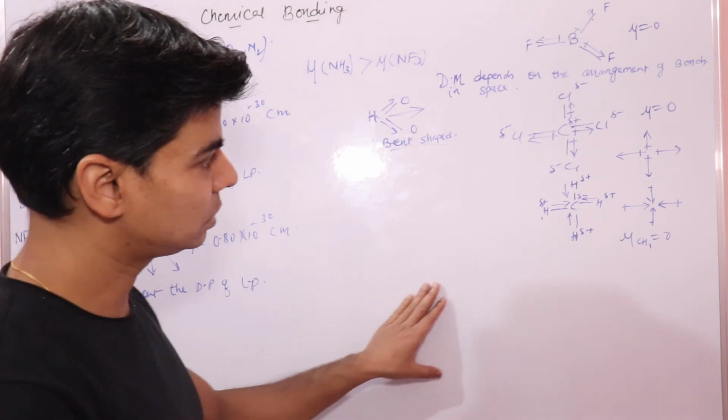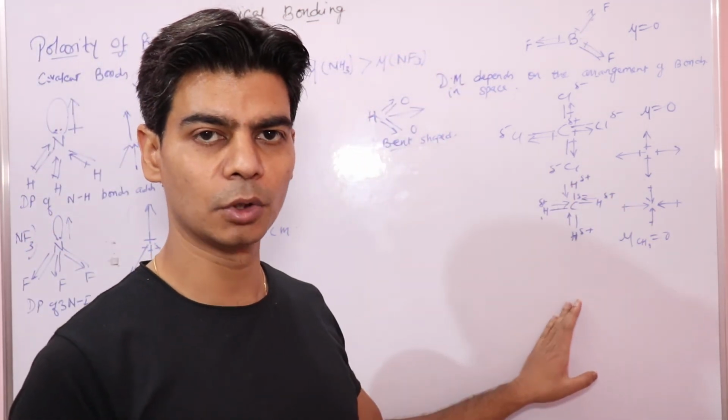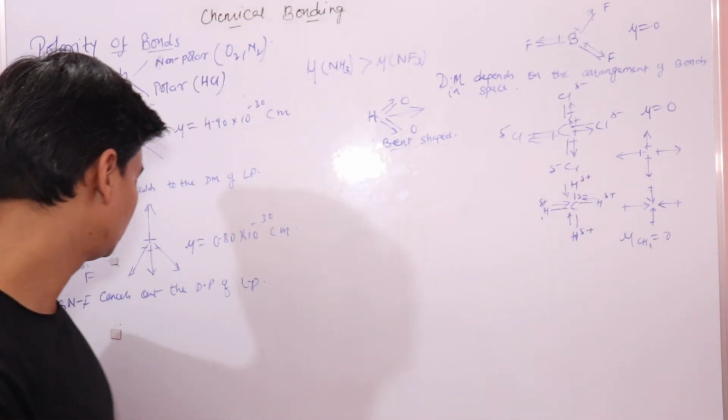Now, so the dipole moment value tells us the symmetry of the molecule. If it's zero, then it's a symmetric molecule. This is important to see.